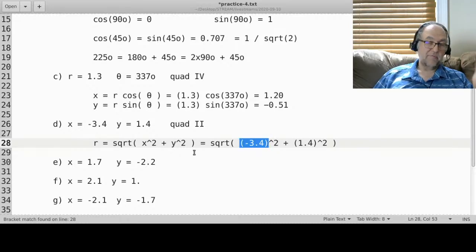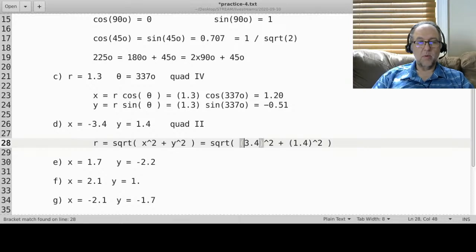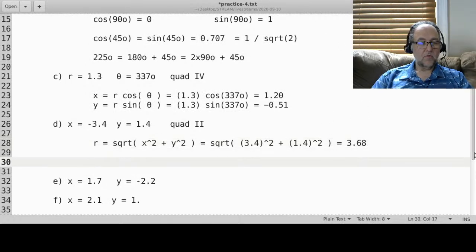Or for this part, for r, you know what? You don't even have to write in that negative. Just square 3.4 because negative 3.4 squared or 3.4 squared, it's the exact same value. Okay, square 1.4, add them together, take the square root, and the answer turns out to be 3.68. Okay, so there we go. So let me know if I'm going too fast.